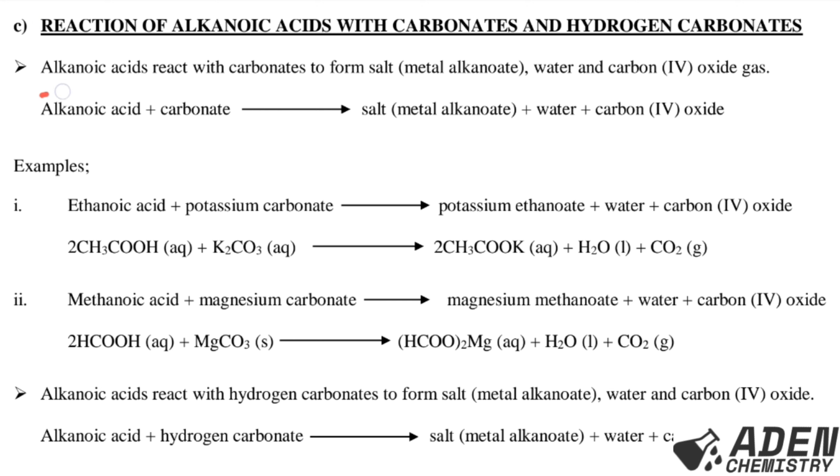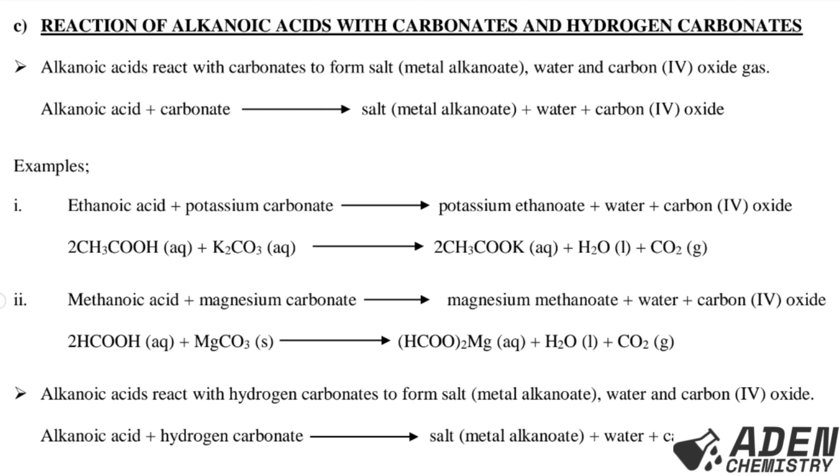So we're saying alkanoic acids react with carbonates to form salt, that's metal alkanoate, plus water, plus carbon dioxide. So the general equation is alkanoic acid plus carbonate, we get salt, water, and also carbon dioxide. Examples. Roman 1, we have ethanoic acid plus potassium carbonate. What we are going to get is potassium ethanoate plus water plus carbon dioxide. So to write the chemical equation, we have 2 moles of ethanoic acid reacting with potassium carbonate. What we are going to get is 2 moles of potassium ethanoate plus water plus carbon dioxide.